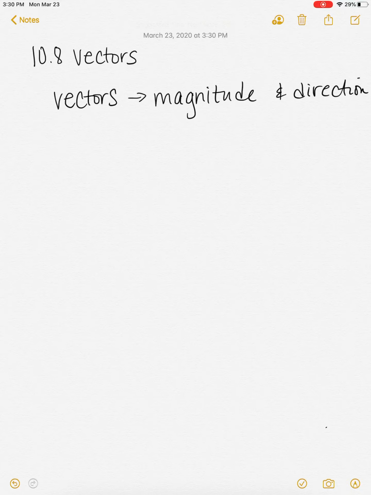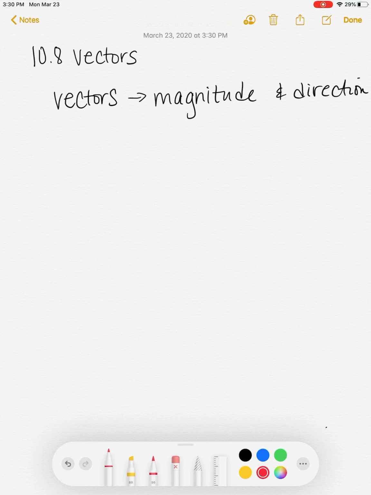All right, vectors show both magnitude and direction. So when we're talking about a vector, well, a line segment just shows a line that has a beginning and an ending point. So that's what a line segment is. Well, a vector has a beginning and an ending point.